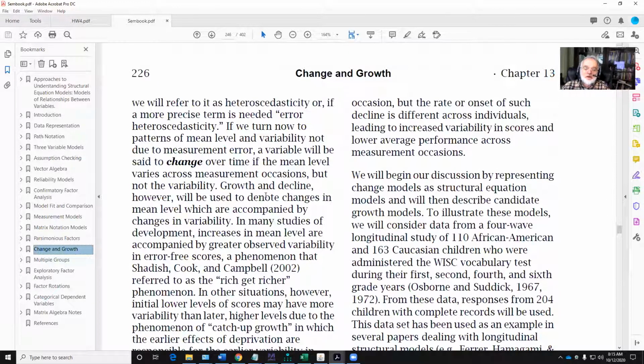Growth means that as the average changes, variation also changes. Very frequently, if you're looking at longitudinal data, as the mean goes up, the observed variance in scores also increases. And we're going to say that is a pattern of growth. Similarly, with decline, as scores go down, the variation in scores also tends to go down. Growth and decline have a mean that is associated with a change in variation.